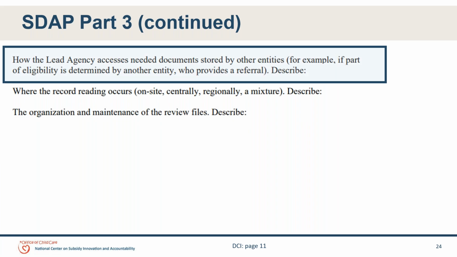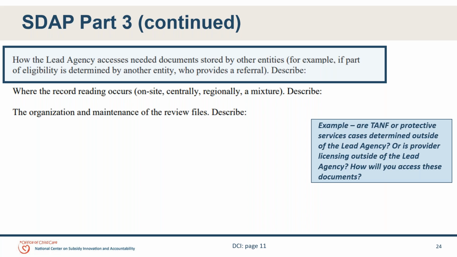For the next item, we'd like to know how you'll access needed documents that are stored by other entities. For example, if you receive referrals from TANF or Protective Services, or if your provider licensing information is stored outside of the lead agency, how are you going to access that information? And how will you determine that those requirements are met?